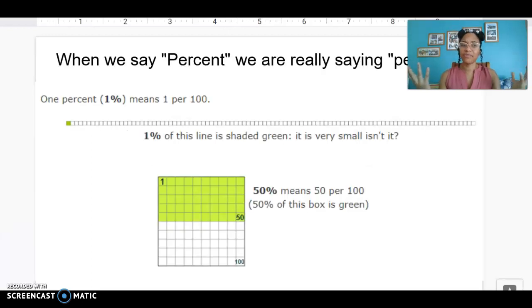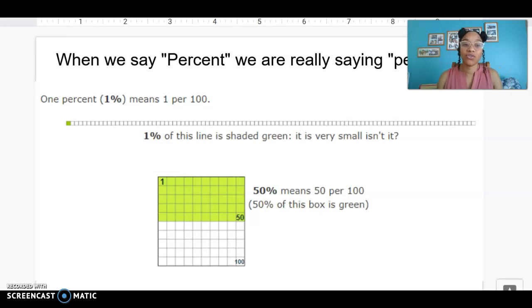So what does percent really mean? When we are saying percent, we're saying per 100. You all are bilingual, so you know that cent is close to ciento, or 100. So think about that when we look at these pictures. In the first picture, you'll see 1% shaded. Just 1 per 100 squares is shaded. 1% is a very small amount.